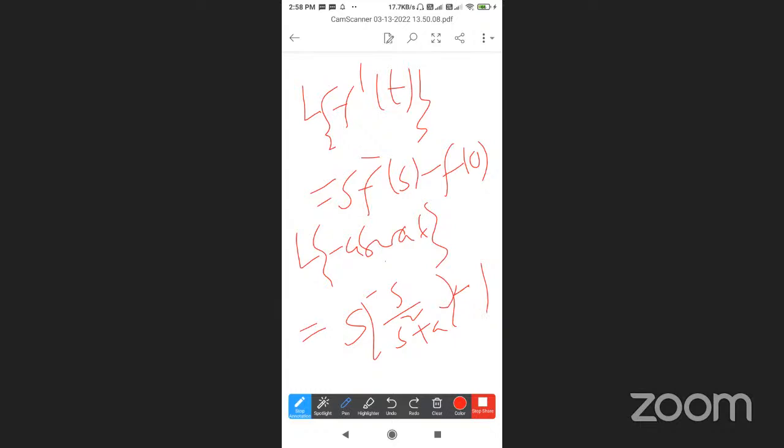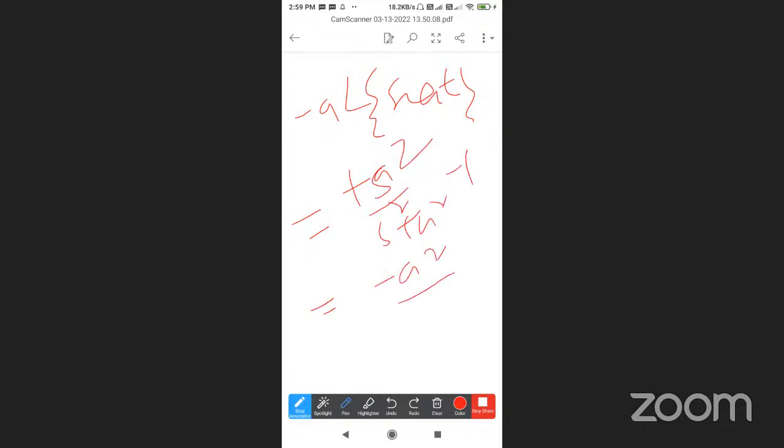Now simplify. On the left-hand side, minus a is common. On the right side, we get s square by s square plus a square minus 1, which simplifies to minus a square by s square plus a square. Here the minus and a cancel, so the Laplace transform of sin at is a by s square plus a square.